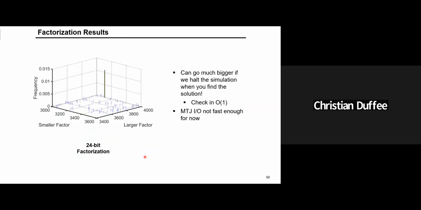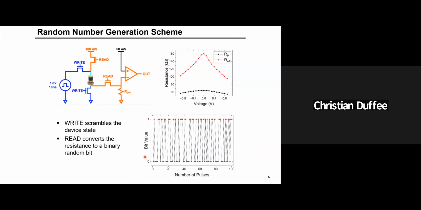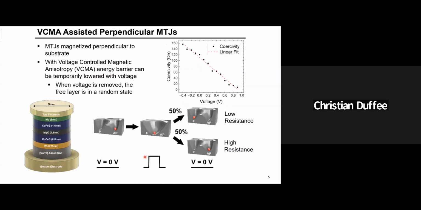Yes, so we only use the VCMA MTJs in the first case to generate random numbers. And these are not weighted random numbers. They're 50-50 because we believe that scheme is a bit more scalable. Of course, there's very good work showing otherwise as well.